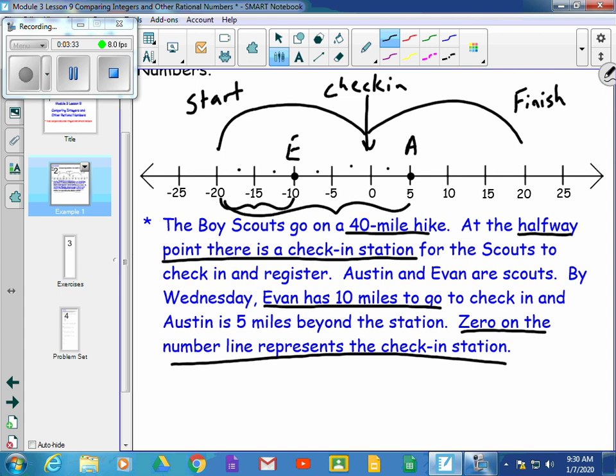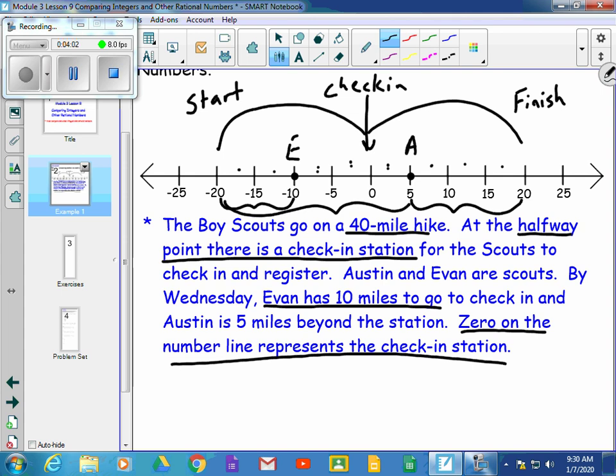I could also figure out how far they have to go. Austin has to go from where he's at to the finish. That's 3 intervals. 3 times 5 means Austin has to go 15 miles. If I want to know how much further along they are, I can see that further along Austin is than Evan. I can see that there's 3 intervals between them. 3 times 5 is 15 miles.